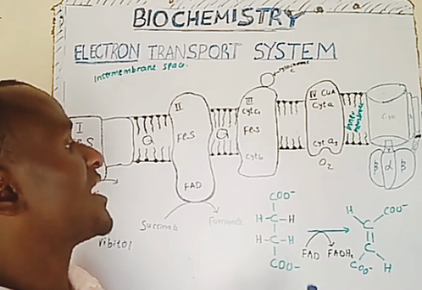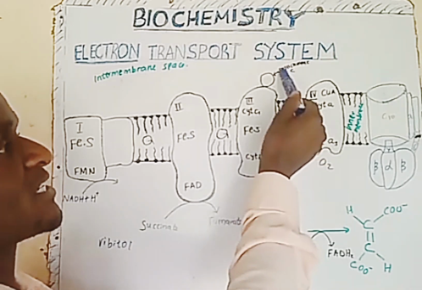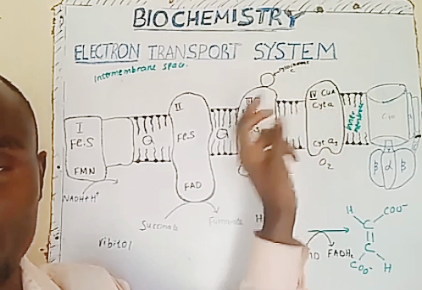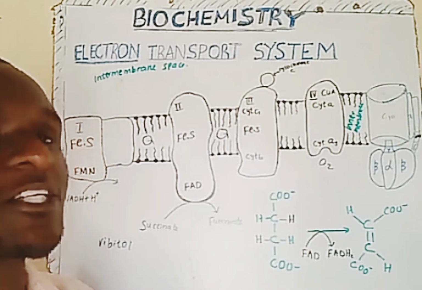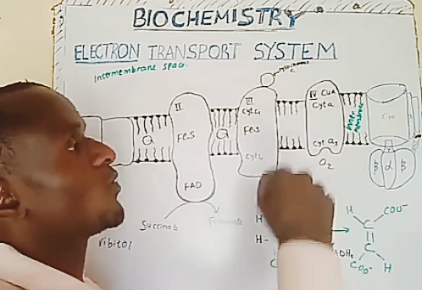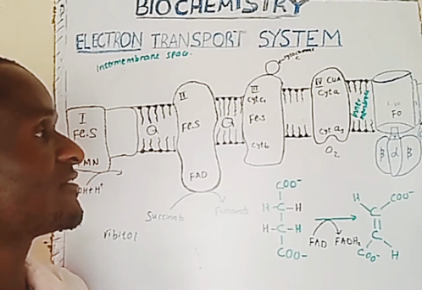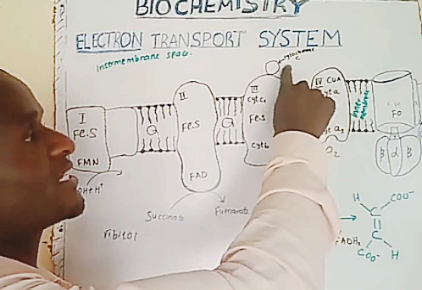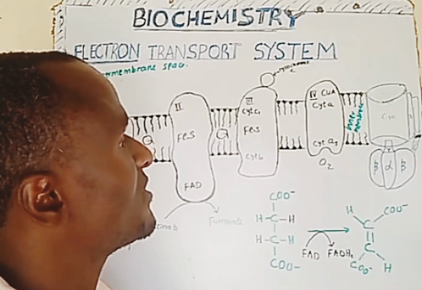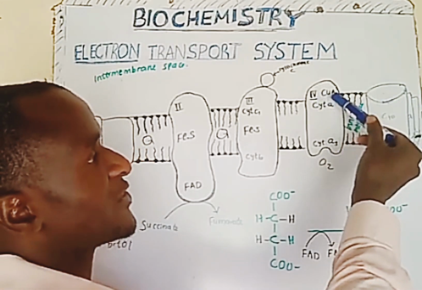Complex 3 has got cytochrome B, an iron sulfur center, and cytochrome C1. It's also attached to cytochrome C that is in the intermembrane space. Contrary to coenzyme Q, cytochrome C is highly hydrophilic, so it dissolves on this side and transfers the electron to complex 4. So the role of complex 3 is to couple the transfer of electrons from coenzyme Q to cytochrome C with pumping of protons.